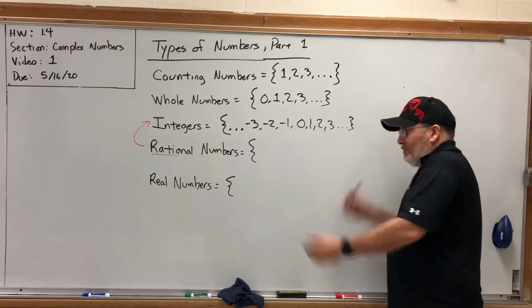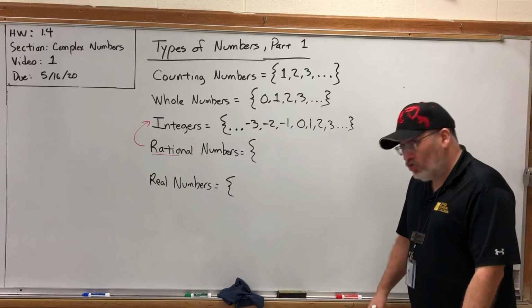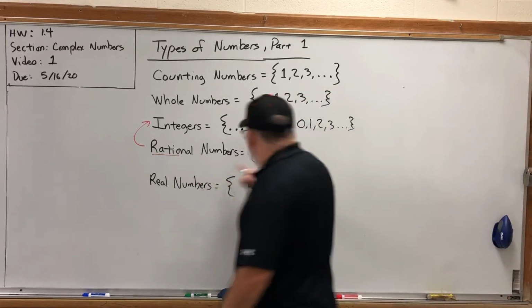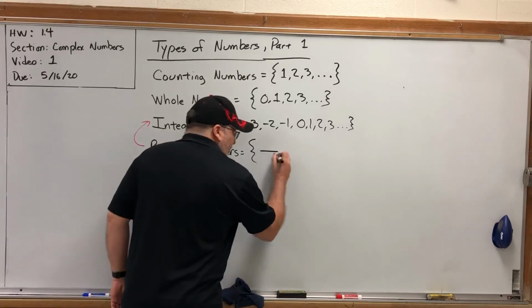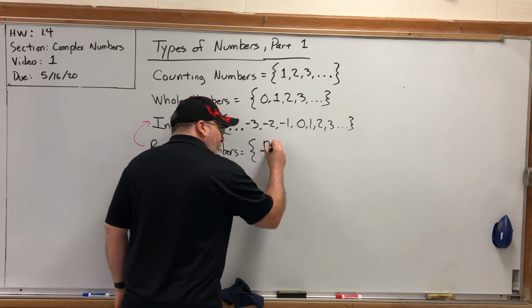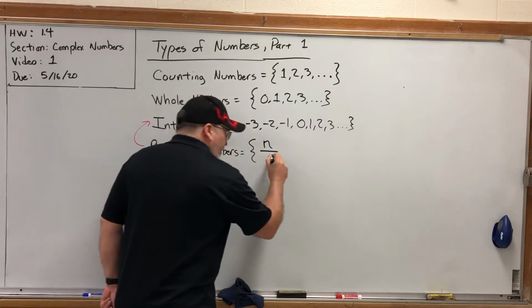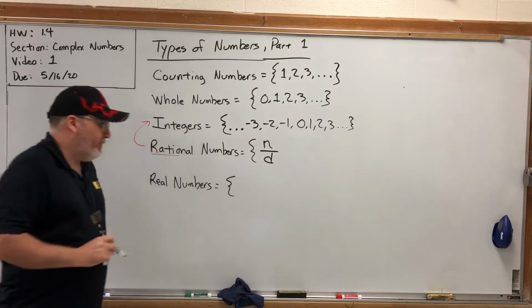So we can't just list them anymore. So what do we do? We describe them. To describe the rational numbers, I have to say what I would do to build one. Well, I would make a fraction and put one number on top. I'm going to put n for the numerator and one number on the bottom. I'll put a d for the denominator.